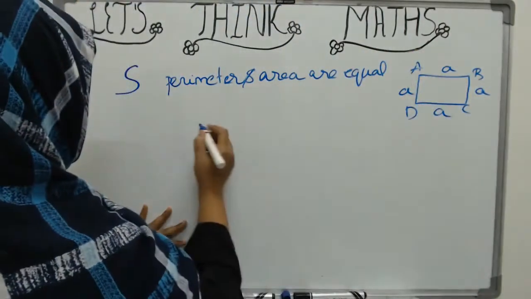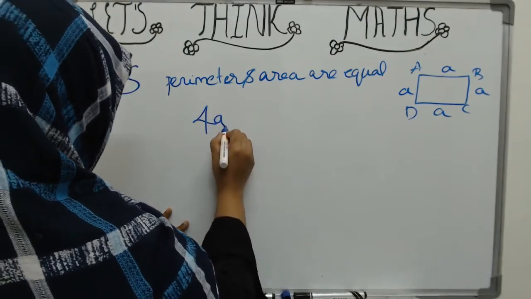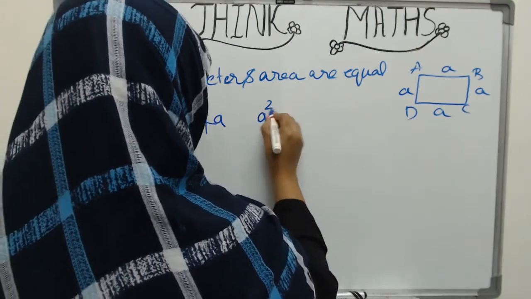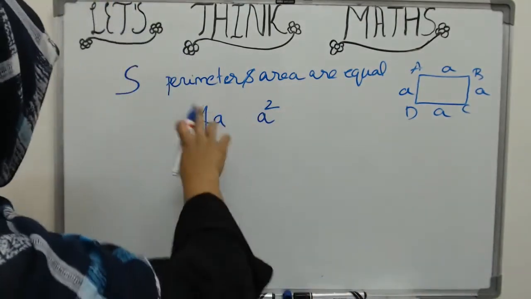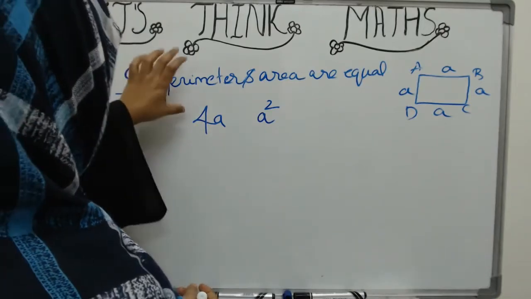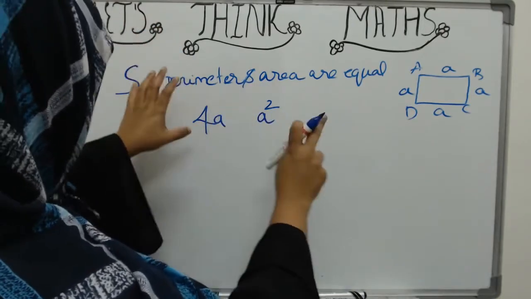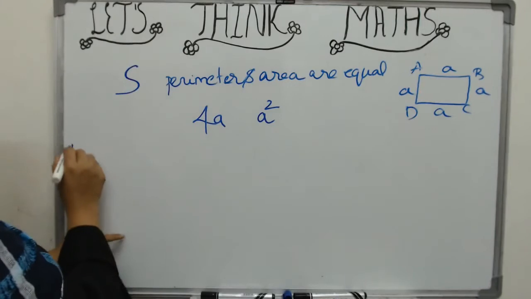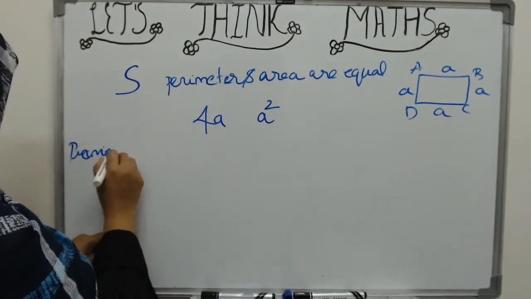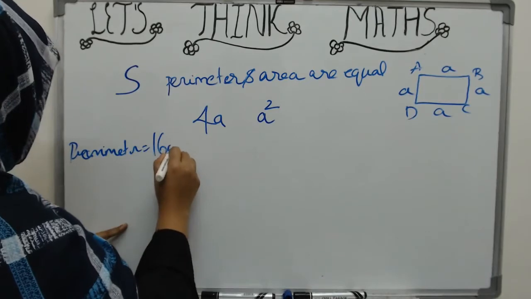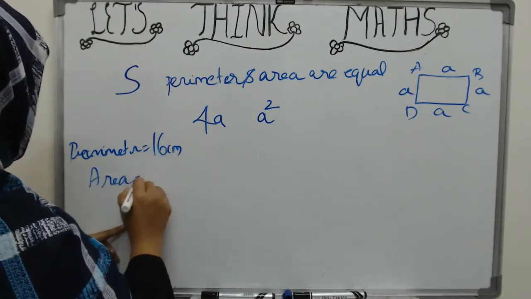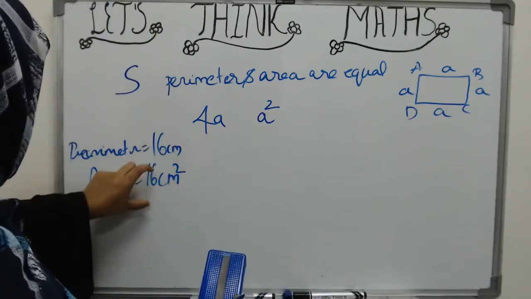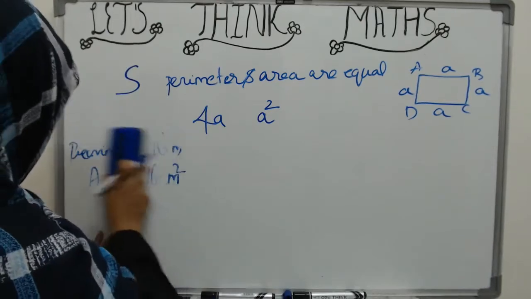Then what will be its perimeter? Its perimeter will be 4A. And what will be its area? Its area will be A square. And do not worry about the units here. What they mean is just the numerical value. Suppose say perimeter is 16 centimeter, and then the area will be 16 centimeter square. So do not worry about the units here. What they mean is the value of these two numbers are same.